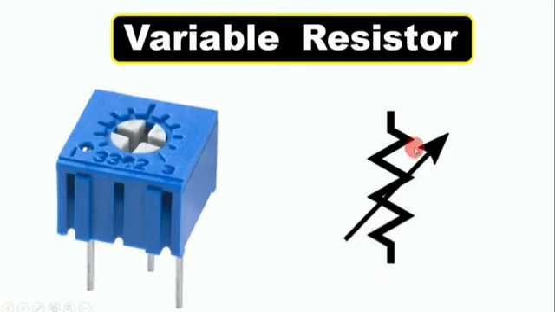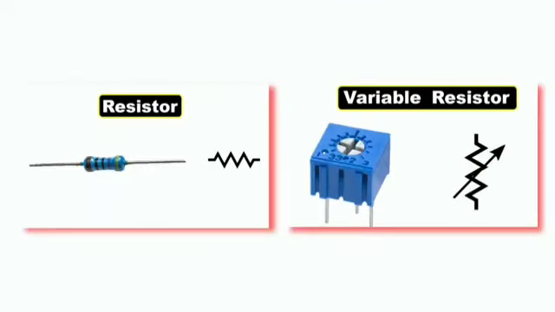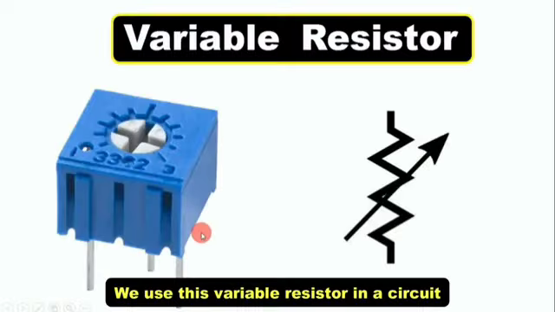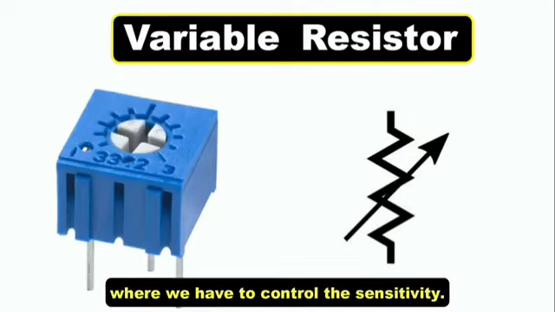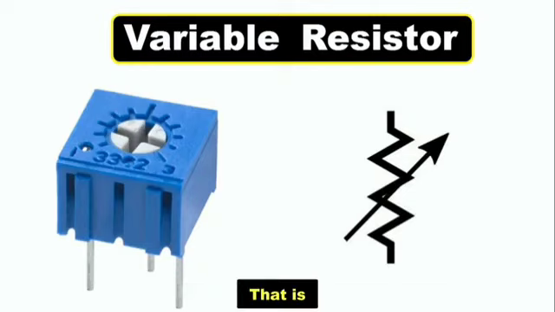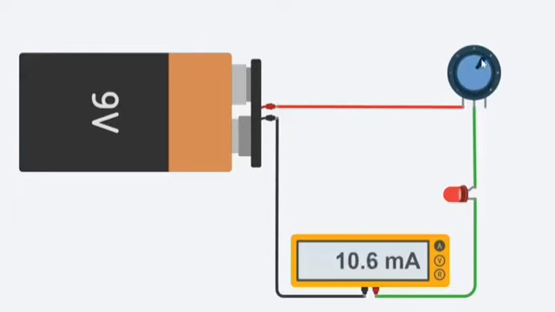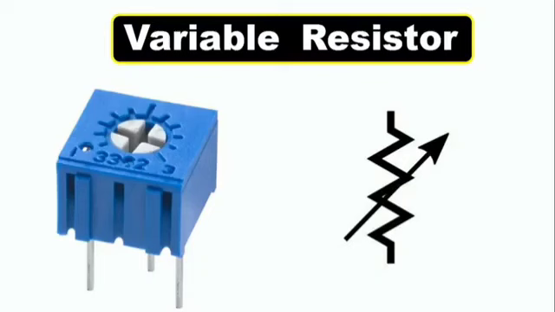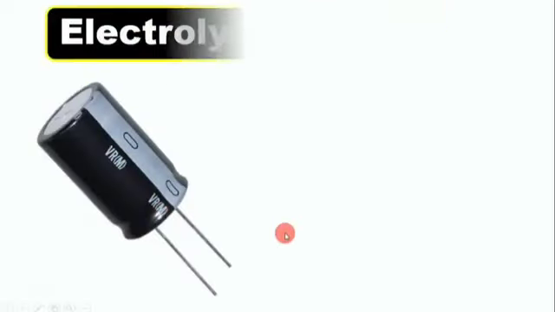To change the value of resistance here, you have to use a screwdriver to rotate this rotary switch which is given here. As you rotate this, the value of resistance changes. So the only difference between these two resistors is that the value of that resistor is fixed and the value of this variable resistor can be changed. We use this variable resistor in a circuit where we have to control the sensitivity. That is, if we want to change the value of resistance in a circuit, then we use this type of variable resistor.